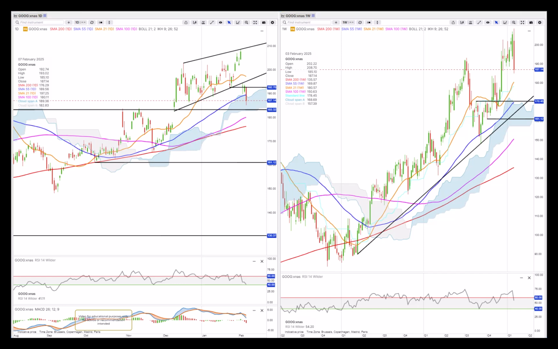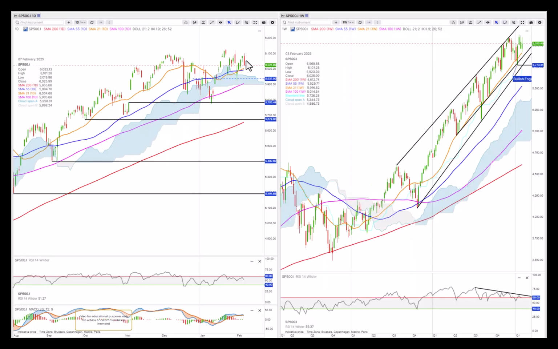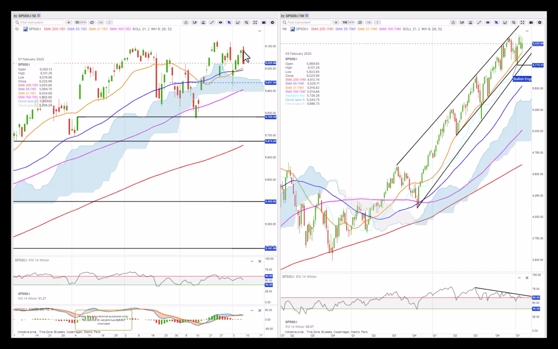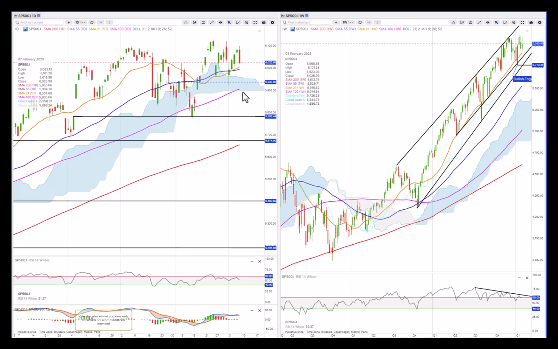On the S&P 500 index, Friday was a down day, almost 1% lower. So it's quite interesting. We have this move up here and then setback, move up here, setback, and then move up here and maybe a setback again. But still we have a little bit of support here at 5,937, but key is 5,900.